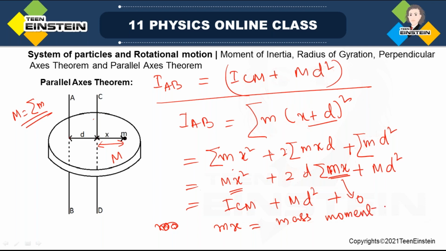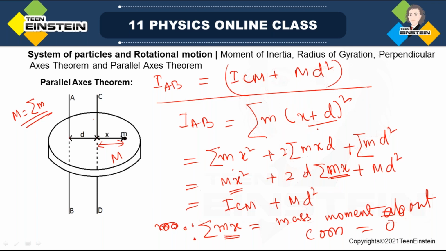Since any object can balance about its center of mass, the algebraic sum of these mass moments will always be 0. The summation over mass moment about the center of mass will always be 0. Mass moment about the center of mass is always 0. That's why this is going to be 0. So if we remove this part, we can prove it in this way. Okay, so we have proved it.